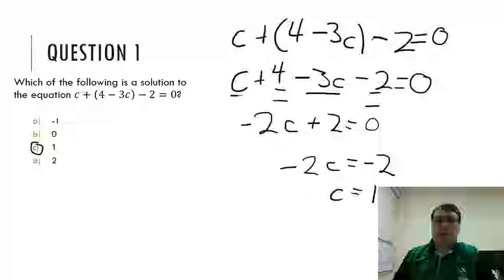And here's what's really cool. At this point, we can really identify what are the like terms. So we see that we have c and negative 3c as like terms. So c and negative 3c, that gives me a negative 2c. And then I see I have 4 and negative 2. And so if I combine 4 and negative 2, I get a positive 2.